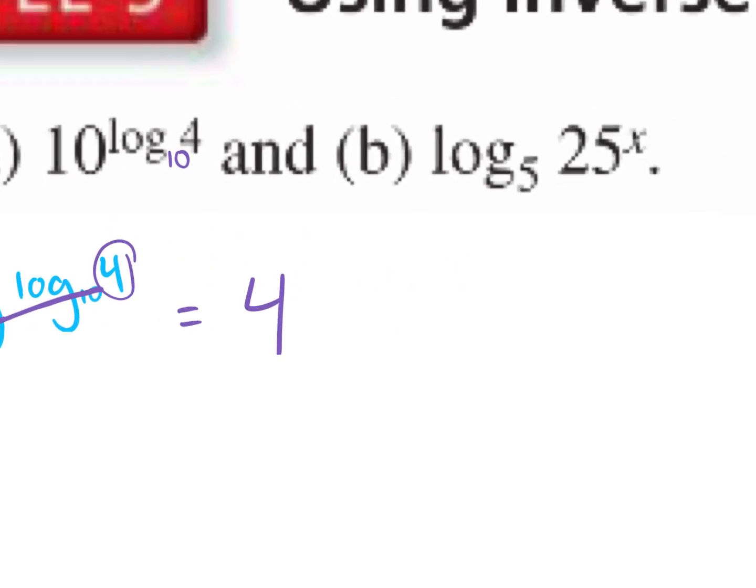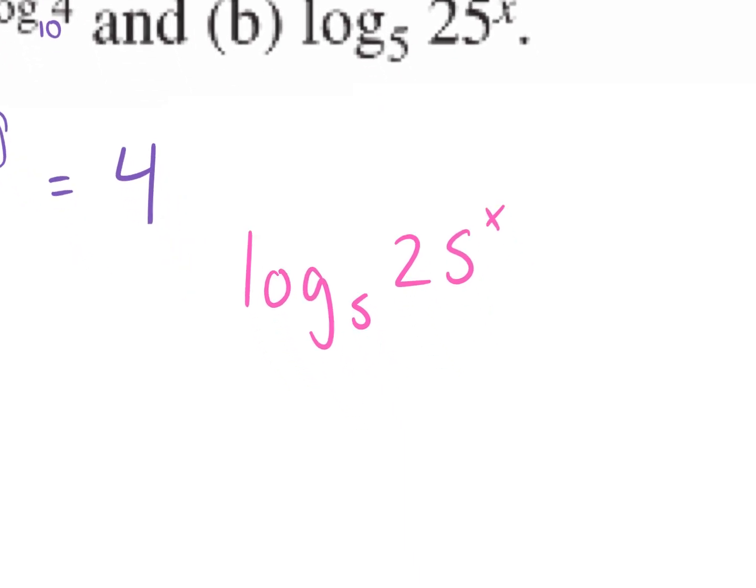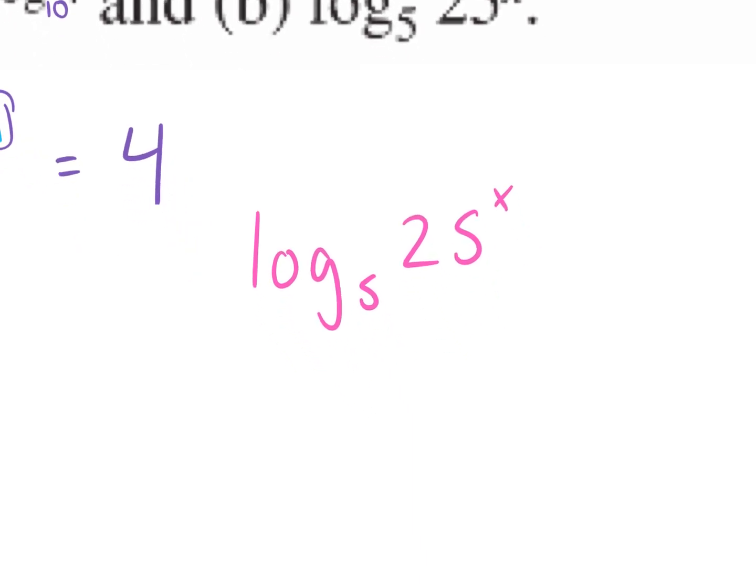All right, let's look at B. So this one's a little bit different too. We have log base 5 of 25 to the power of x. Well, I can't just cancel out the log base 5 and 25, but maybe I could change 25 to look like a 5. 25 would be 5 to what power? 5 to the second power. So I'm going to replace that 25 that I have there with a 5 to the second power.